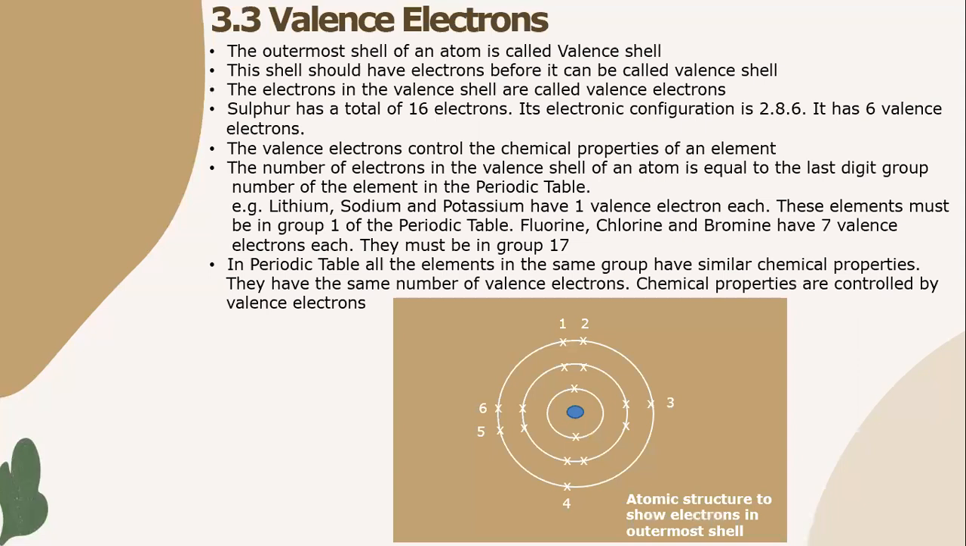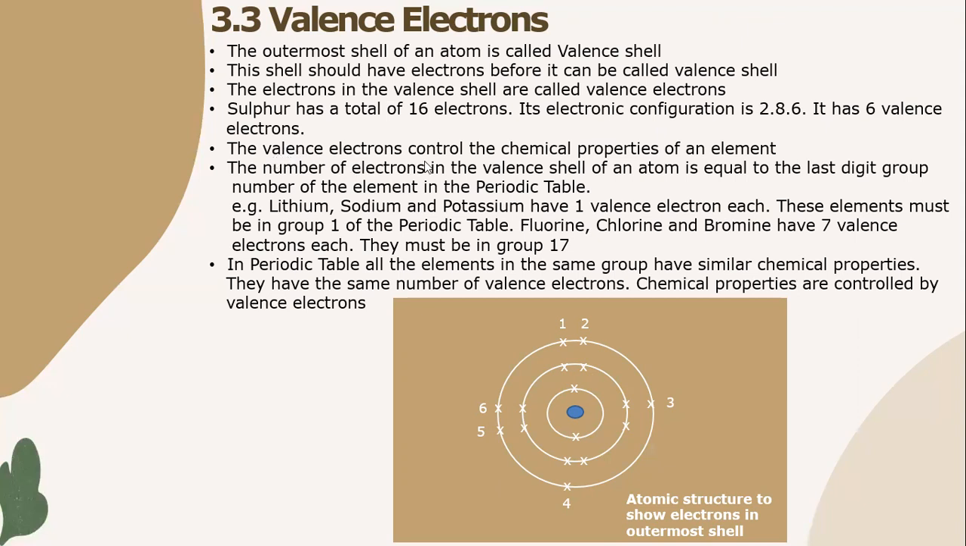Valence electron. The outermost shell of an atom is called the valence shell. This shell should have electrons before it can be called a valence shell. The electrons in the valence shell are called valence electrons. Let's take the example of sulfur. Sulfur has a total of 16 electrons. Its electronic configuration is 2.8.6. It has 6 valence electrons.